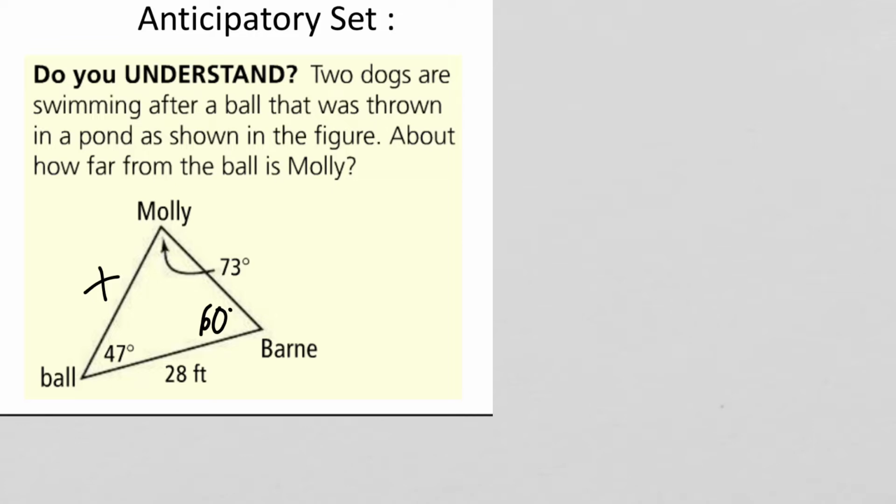So since it's not a right triangle, we can't use sine, cosine, tangent. So this was the new law that we learned, law of sines. We have a side and an angle opposite a side. So what pair do we have? We have 73 degrees is opposite of 28. So that's our first ratio pair.